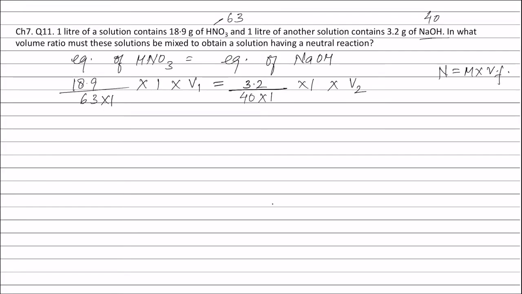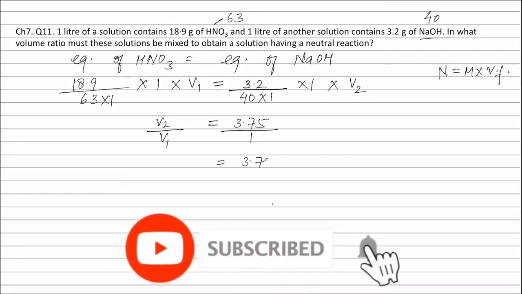Solving this equation, we get V2 by V1 equals 3.75 divided by 1, or this is also equal to 3.75:1.